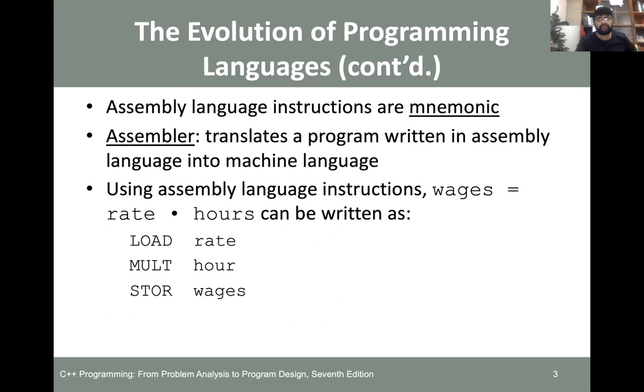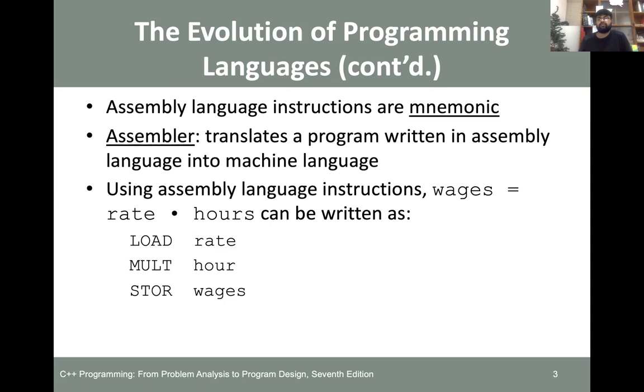From these machine language programs, the programming languages evolved a little bit, and finally we had assembly language instructions available. The assembly language instructions are basically mnemonic. An assembler is a program that translates a program written in assembly language into the machine language that we saw earlier. So it's the same thing. You can use assembly language instructions to calculate the wages of a person using the same formula, rate multiplied by hours.